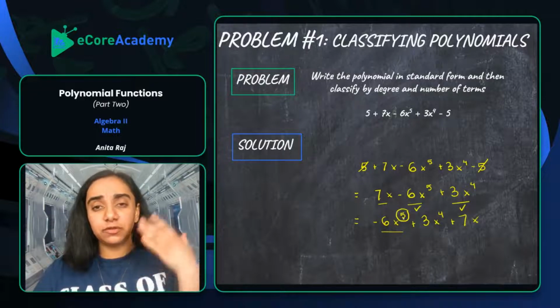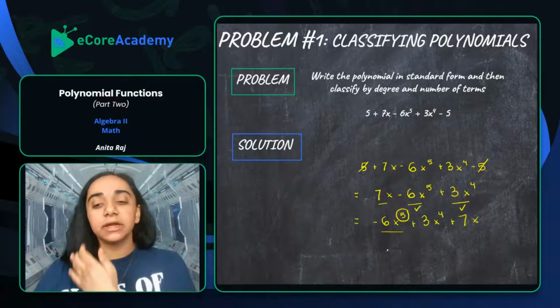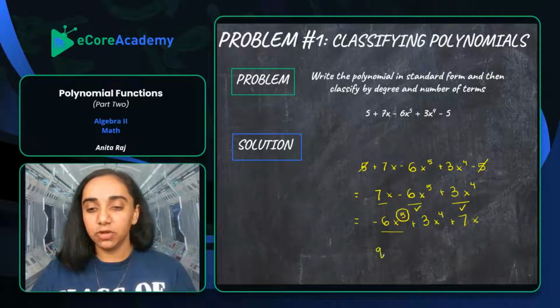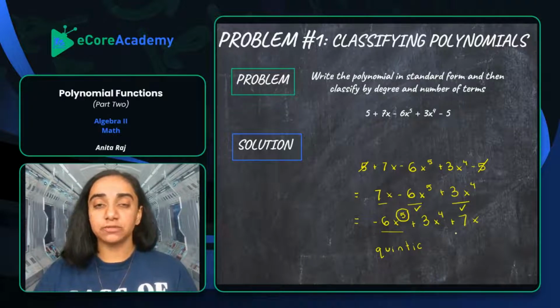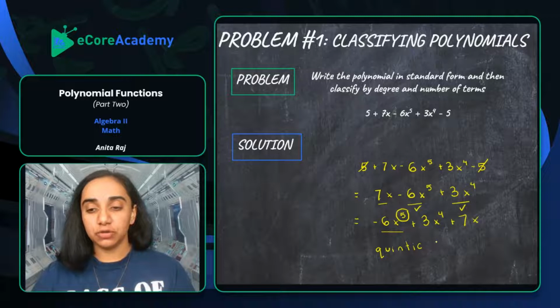And that's what we're going to classify this whole polynomial as. Remember, when we say to the fifth power, it's going to be a quintic polynomial. But then we also have to classify it by the number of terms. Well, terms are separated by addition or subtraction. One of them is negative 6x to the fifth, the second one is 3x to the fourth, and the third one is 7x. So there are 3 terms, and if there are 3 terms, it means tri. So it's a trinomial. Tri means 3. So we would classify this as a quintic trinomial, and that would be your answer.